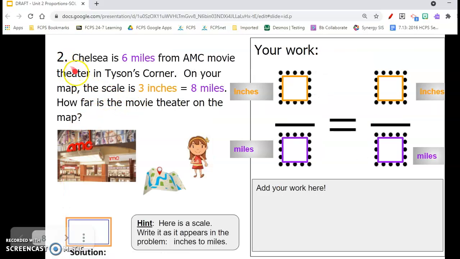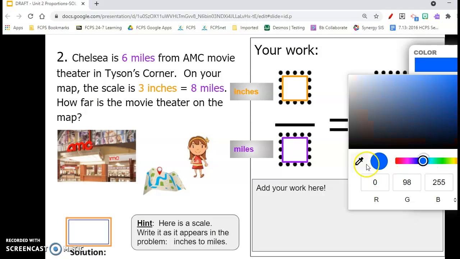Problem number 2. Chelsea is 6 miles from AMC movie theater in Tyson's Corner. On your map, the scale is 3 inches to 8 miles. How far is the movie theater on the map? So I'm going to use my information in a word problem. Hint, this is a scale problem. Write it as it appears on the problem, inches to miles.